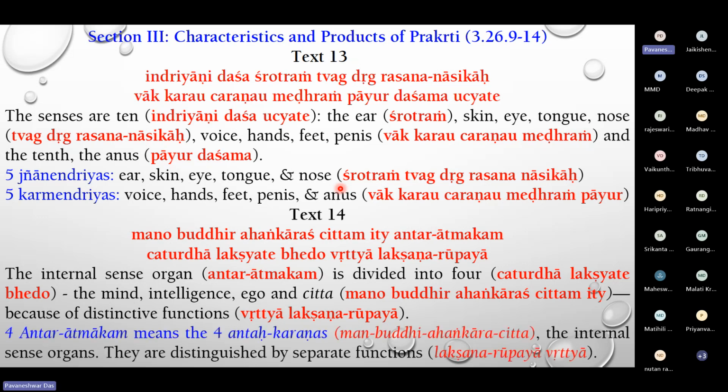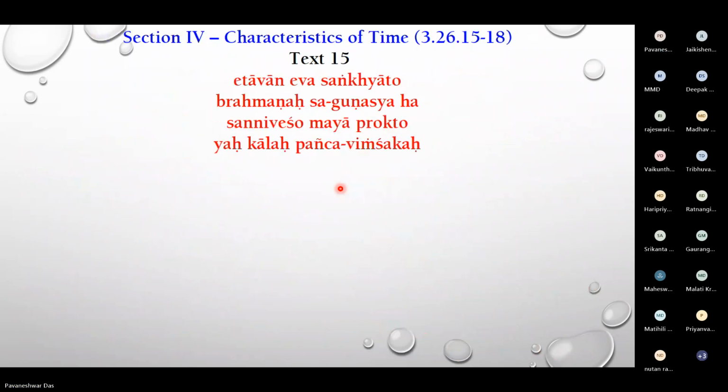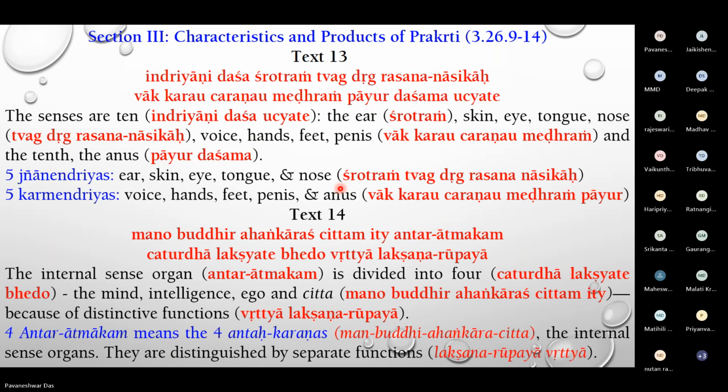The 4 Antaratmaka mean the 4 Antahkaranas: Manas, Buddhi, Ahankara, Chitta, the internal sense organs. They are distinguished by separate functions. That's what I am saying. Please don't ask. The next sloka onwards is explaining everything in detail. When you come there, we'll understand.